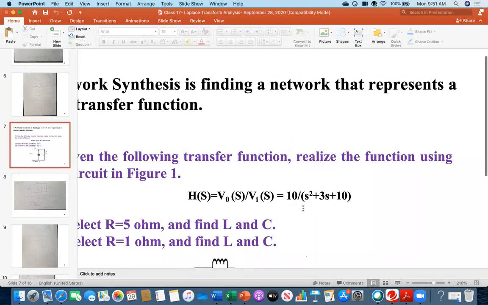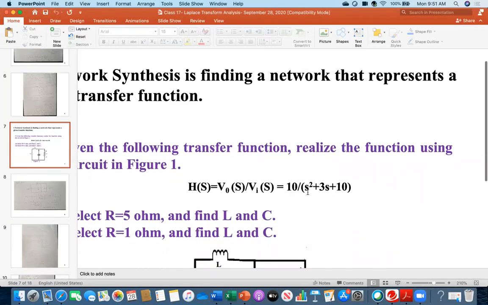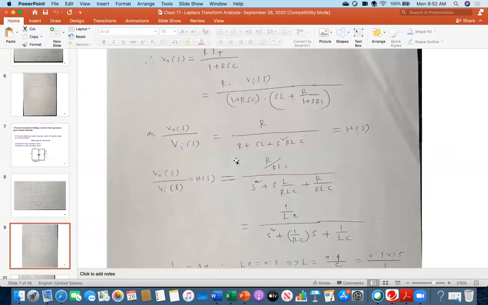Everybody see this expression which was given: 10 over S squared plus 3S plus 10. This means your 10 is a number, and then in the denominator it is S squared. There was nothing multiplied with the S squared, and then S multiplied by some number and then a constant. So exactly I would like to make it in this format, and then I can compare point by point. Because there was nothing multiplied with S squared, just 1, similarly, because here RLC is multiplied, I want to make it S squared.